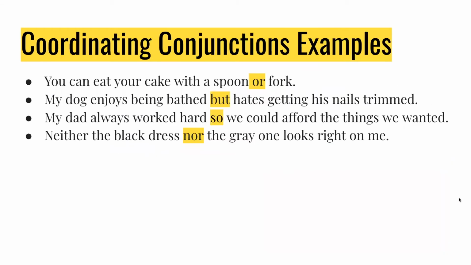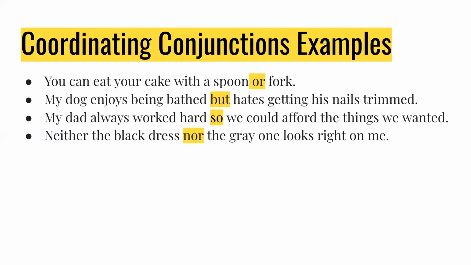So a few examples of coordinating conjunctions in sentences are stated here. The first one is, you can eat your cake with a spoon or fork. So here, or is stating the two different objects you can use to eat a cake with. Next we have, my dog enjoys being bathed but hates getting his nails trimmed. So here we have two independent clauses being separated through the word but.